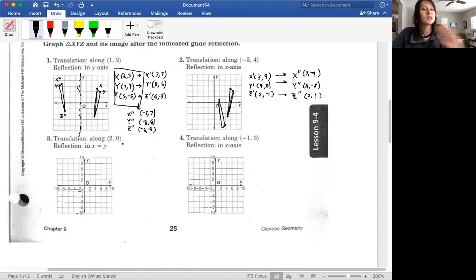Okay, translation along 2, 0. So it's just going to the right 2. And then the reflection of x equals y. And the x equals y reflection is a line of reflection going like this.